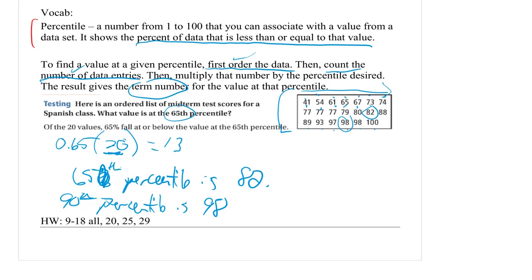90% of the people who took the test scored lower than 98. 10% of the people who took the test scored higher than 98. And on the original problem, 65th percentile means 65% of the students who took the test scored lower than 82. The remaining 35% scored 82 or higher. That's how you do percentile. And that's it for the section.